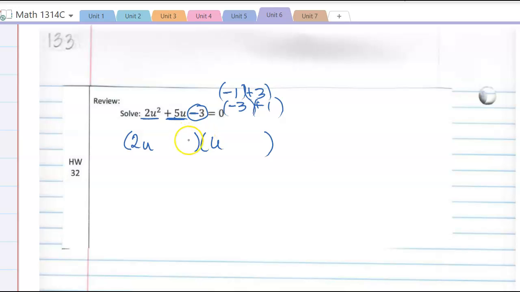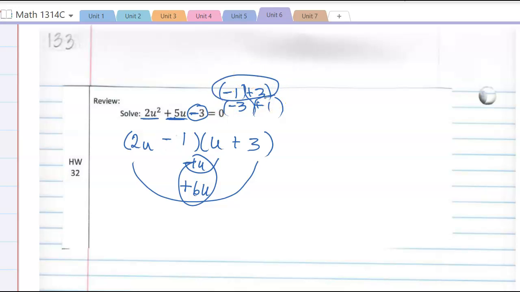So let's try the other way. We had tried 3 and 1, so now let's try 1 and 3. I will get 1u here, and I will get 6u here. The question is, can I subtract to get to 5? And the answer is yes. I want positive 5, so the 6 has to be positive, and the 1 has to be negative. That means the 3 has to be positive, and the 1 has to be negative. So we actually chose this top one right here.